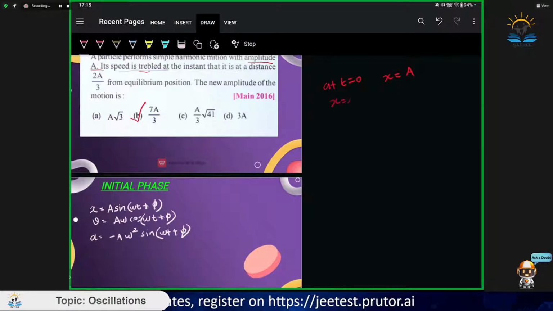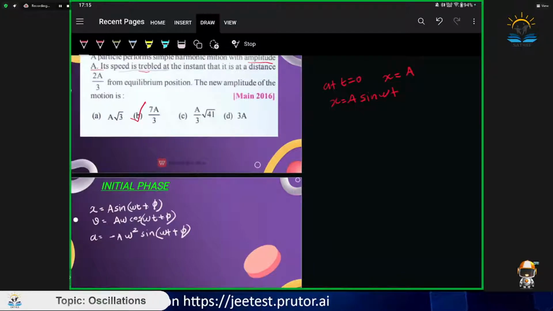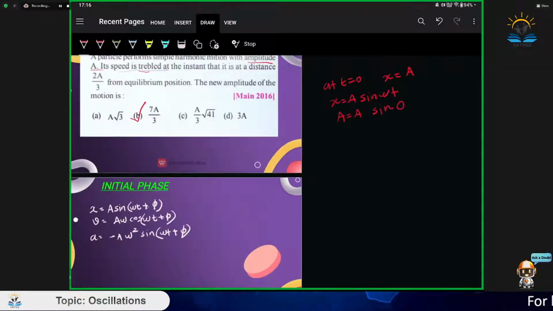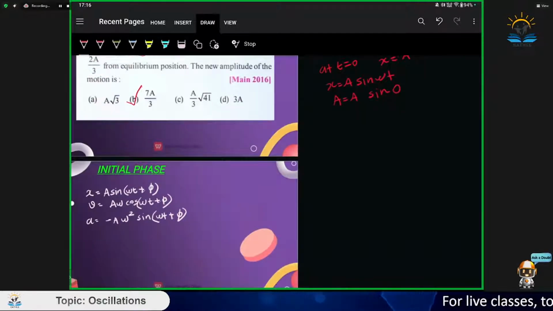We know that x is equal to a sin omega t. So when time t equals 0, its displacement is a. So a equal to a into sin 0. Sin 0 is, no, wait.